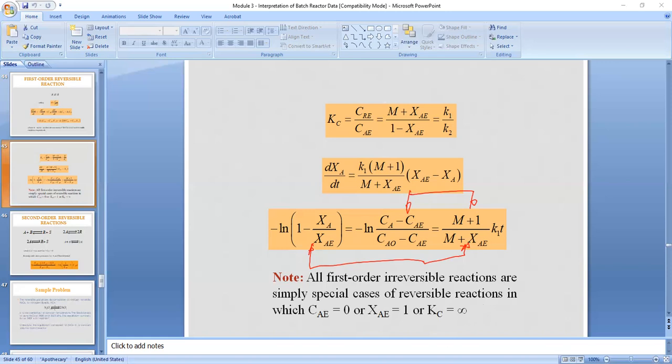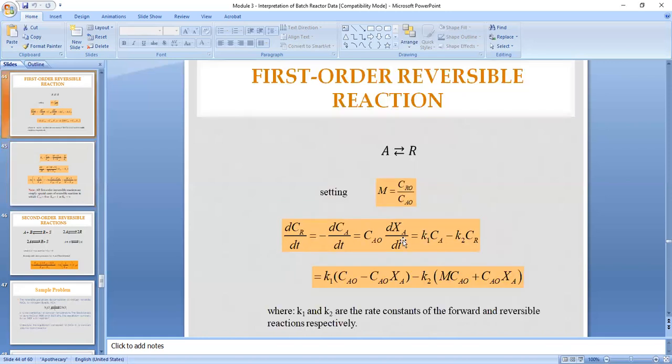This is only applicable for first order reversible reactions, meaning other stoichiometric equations. If I place here a 2, it's not applicable anymore. Nor if I place something like this. So knowing how the formula came about is very important. The formula given to you is only applicable to this scenario that I have shown to you. Okay? So that's it. And here we'll continue.